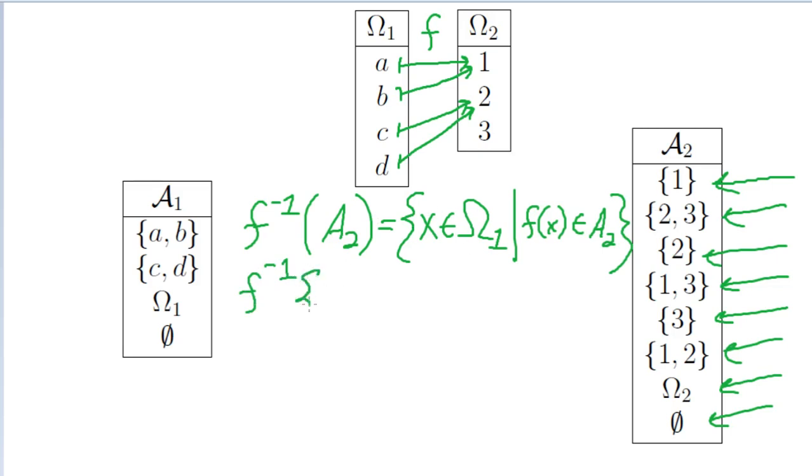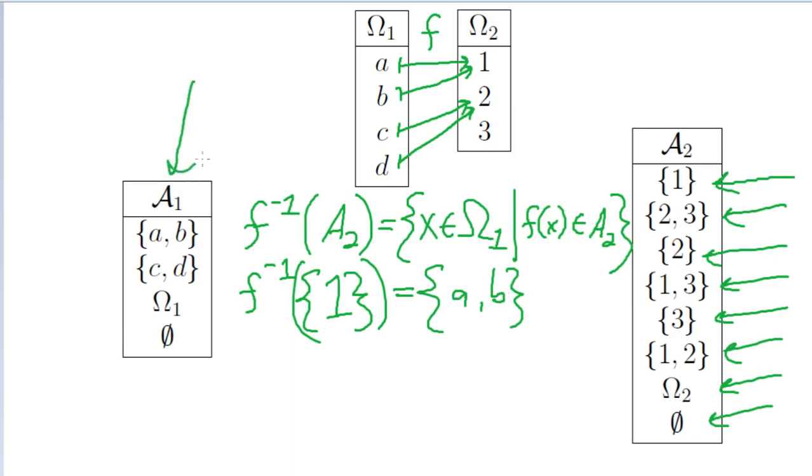So what is the pre-image of 1? In other words, what elements get sent to 1? Oh, well, A and B both get sent to 1. Now, the moment of truth. Is the set that contains A and B in this set over here? Yes, it is. Okay, very good. So that is in calligraphic A1. So far so good.